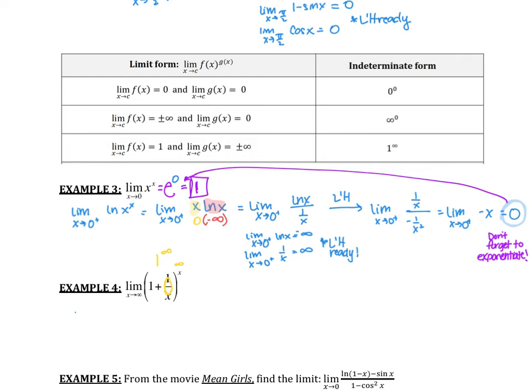Then my first step, and I don't need to worry about infinity changing the sides, is to take the natural log of 1 plus 1 over x raised to the x. The reason we do this again is because it brings down that exponent that's a variable. And so I can rewrite this as the limit as x approaches infinity of x times the natural log of 1 plus 1 over x.